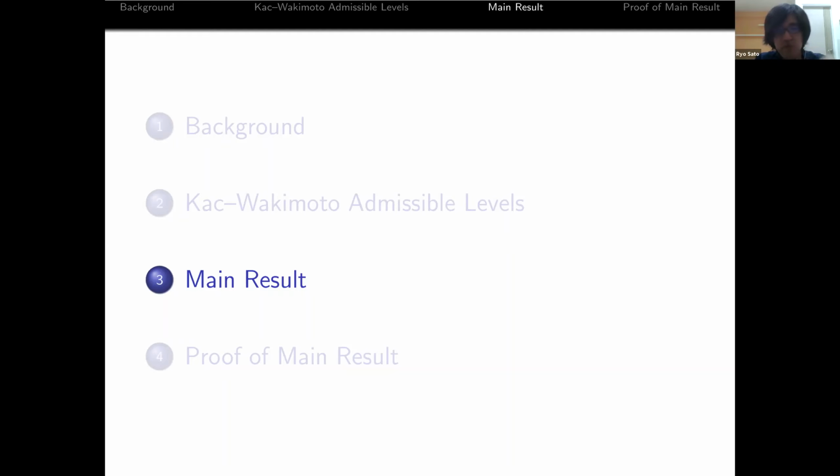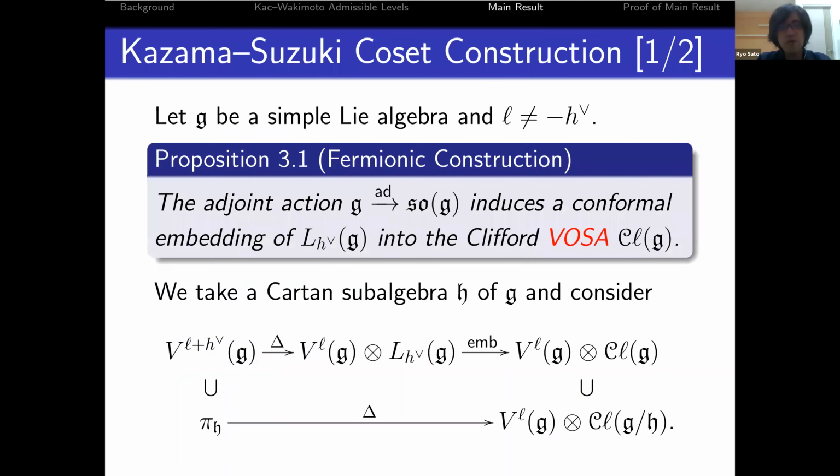Okay, so we now move on to the main construction, which is about the Kazama-Suzuki coset constructions. Here, let G be a simple Ryo algebra, and the level is not critical. In that case, we first consider this kind of fermionic construction of the level H check simple affine VOA. This is a very standard result, and the statement is that the adjoint action of G on G itself induces a conformal embedding of the level L check affine VOA into the Clifford vertex operator superalgebra.